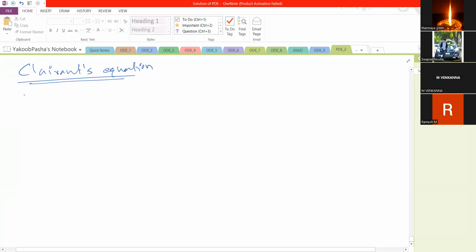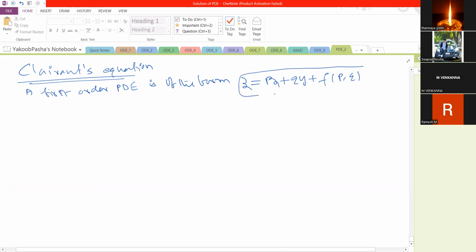The equation in the form of a first order PDE. A first order partial differential equation PDE is of the form z is equal to px plus qy plus function of p comma q. This equation is called Clairaut's equation, first order partial derivatives.